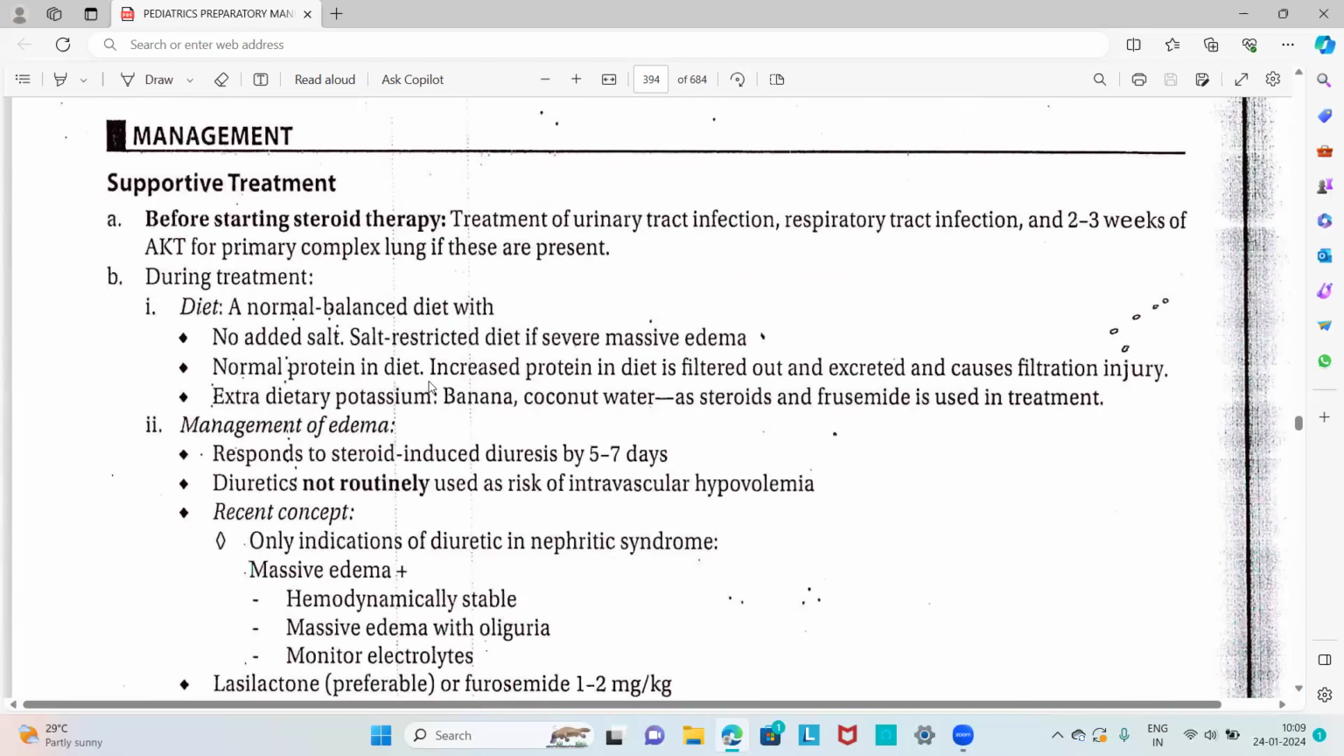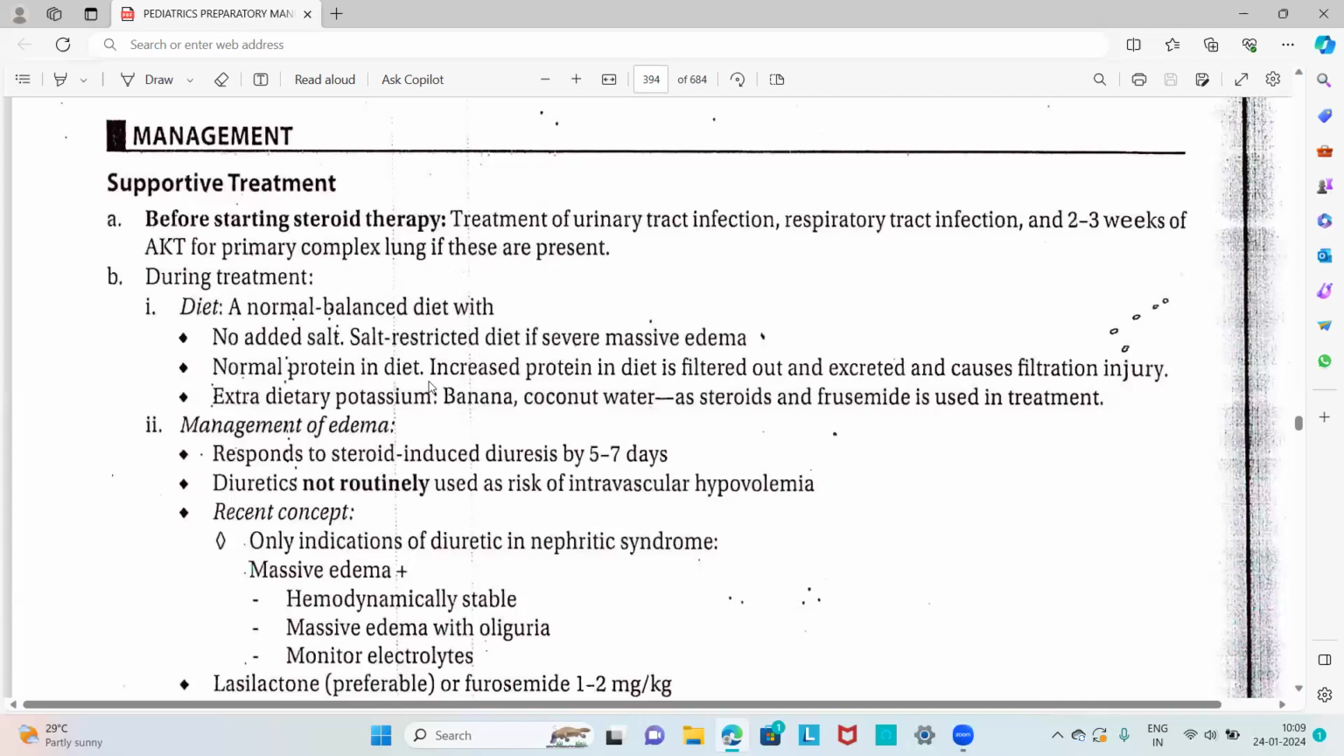In the initial episode of nephrotic syndrome, before starting steroid therapy, we have to treat any urinary tract infection and respiratory tract infection, and give 2 to 3 weeks of anti-tubercular drugs for the primary complex in the lung if these are present.